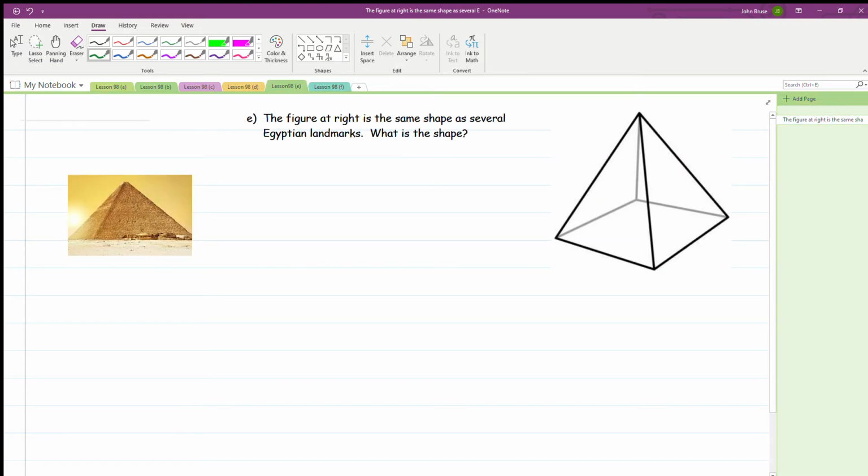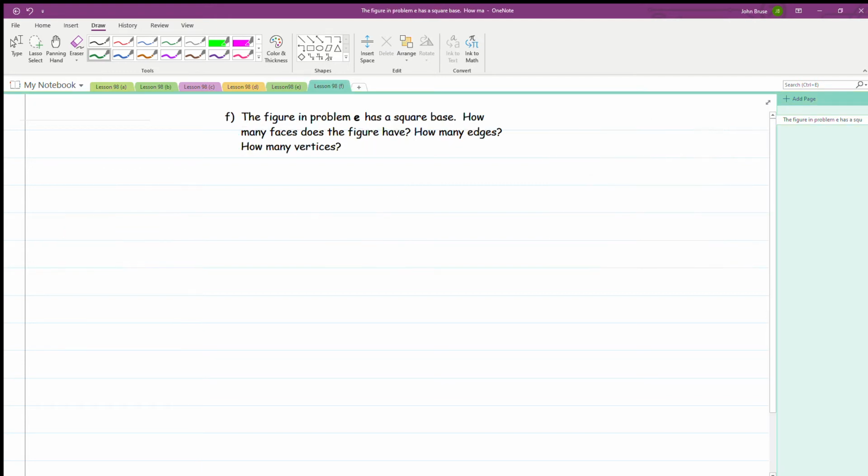E says the figure at right over here is the same shape as several Egyptian landmarks. And here's an example of an Egyptian landmark that's this shape. What is the shape? I'll give you a moment to think about it. This is a pyramid. All right, we have one more question today, and it is F.